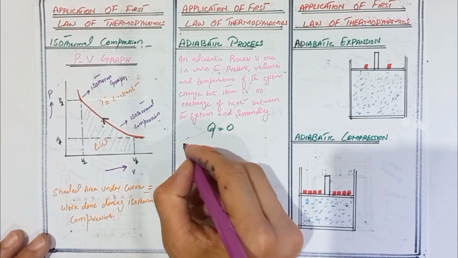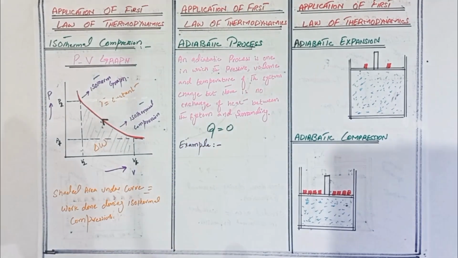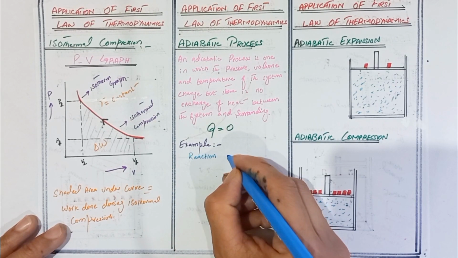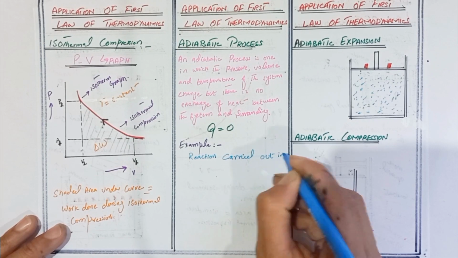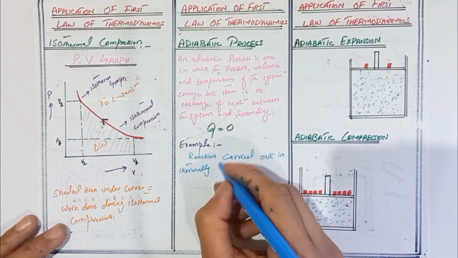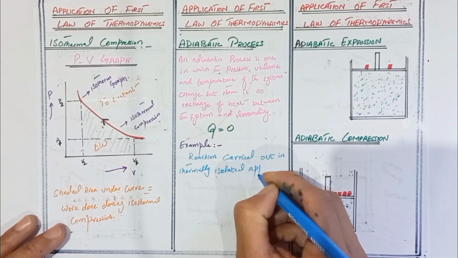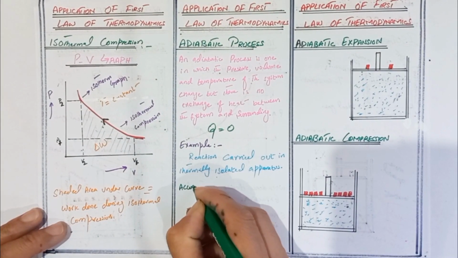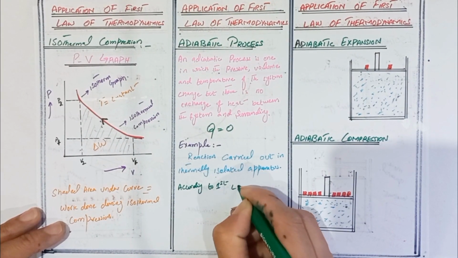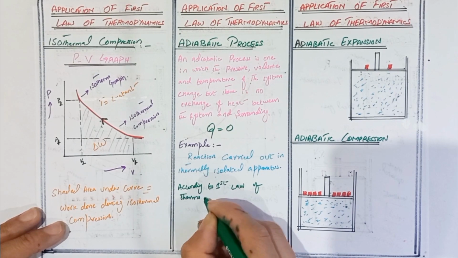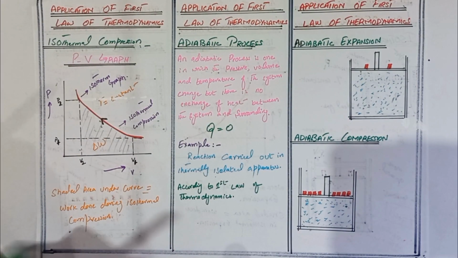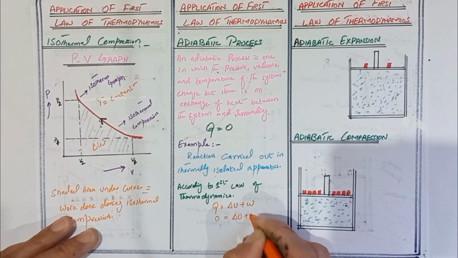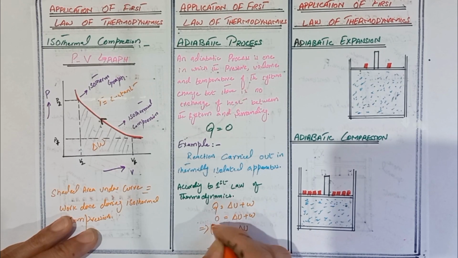If we discuss an example of an adiabatic process, we take a reaction carried out in a thermally isolated apparatus. According to the first law of thermodynamics, Q is equal to delta U plus W. Q is equal to 0, so W is equal to minus delta U.